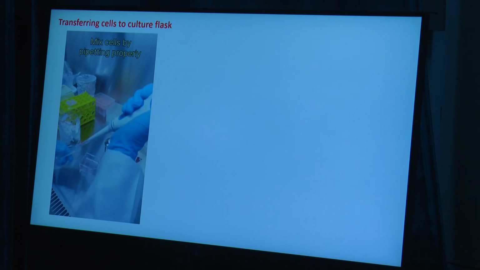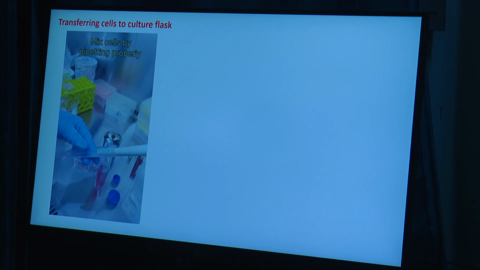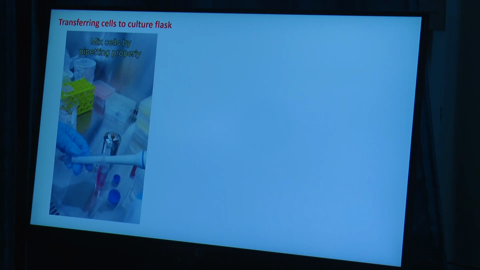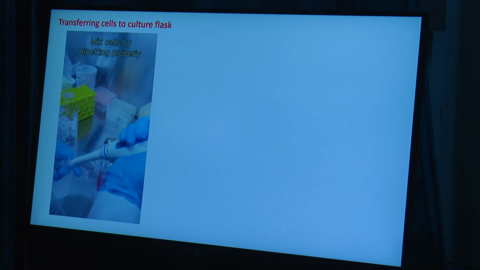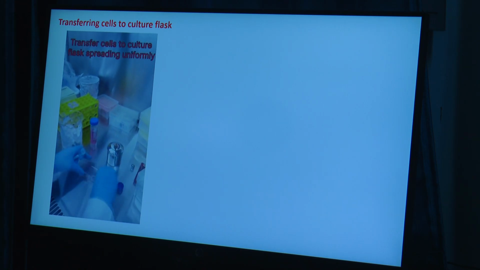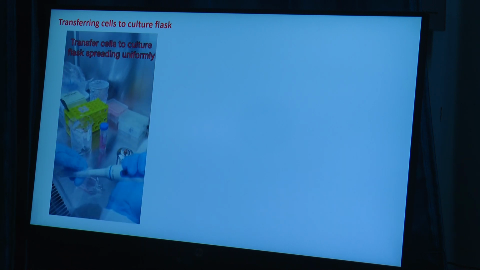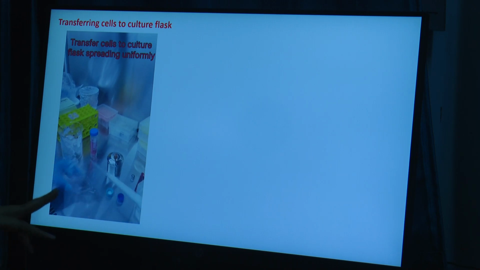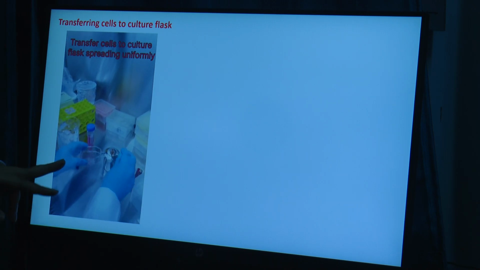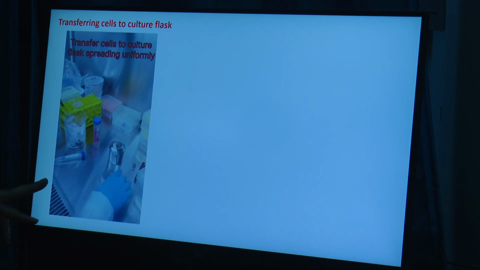Now they have been in the pellet form, so they'll be aggregated. Correct. So now again we have a task: we have to separate them, but we have not to destroy them also. So when we add media inside that, we have to pipette it properly but smoothly. This is a very critical step. It can kill your cells also. After this, we'll uniformly spread it in the culture flask. This is a 25 centimeter square culture flask we are using.